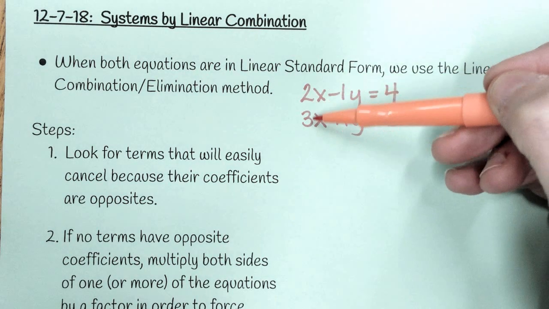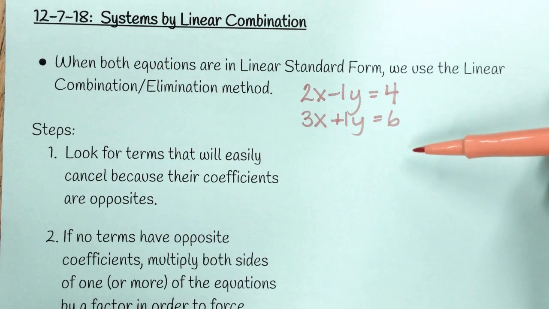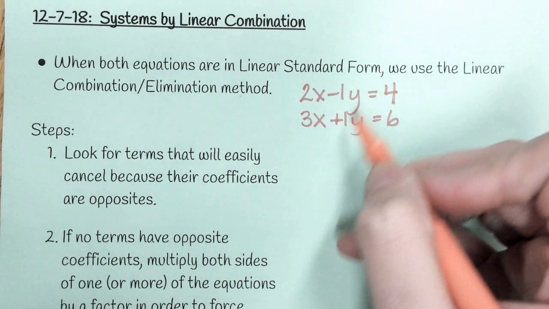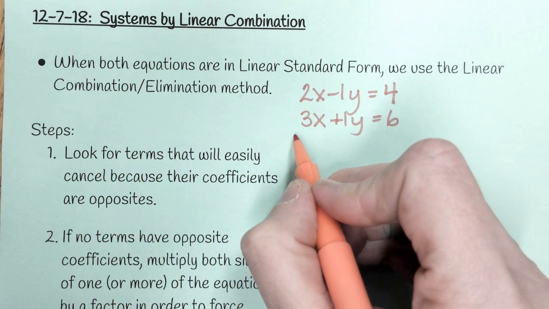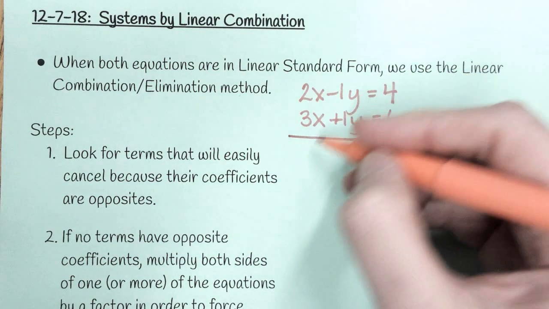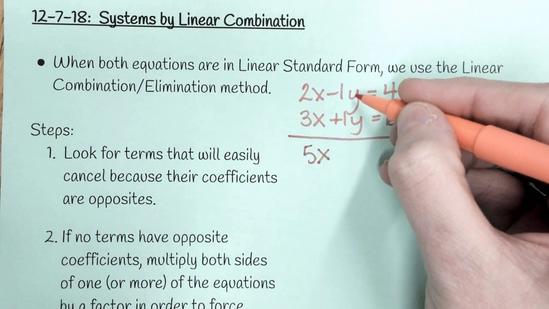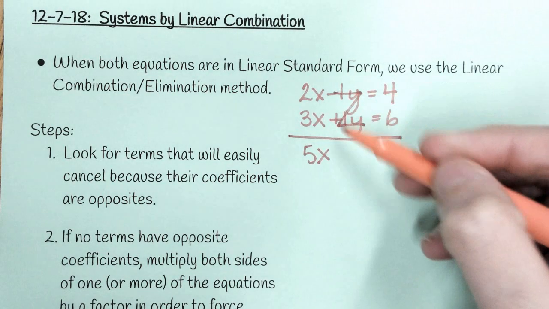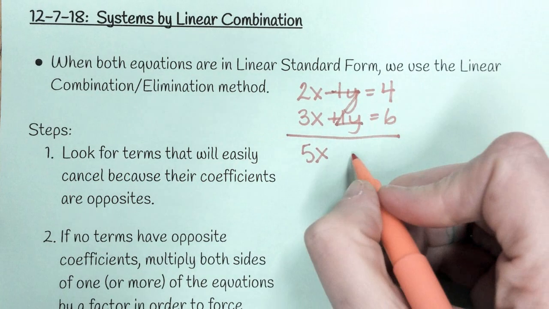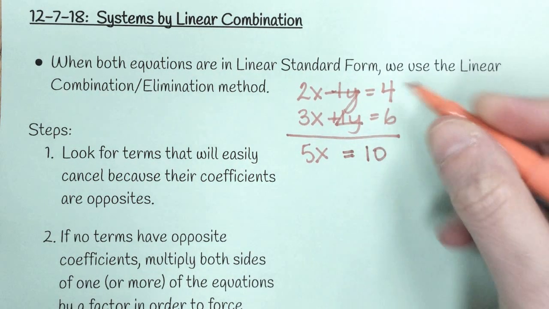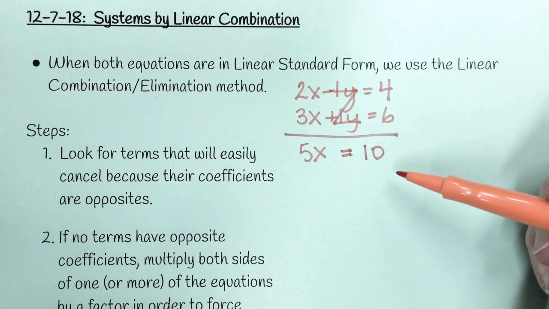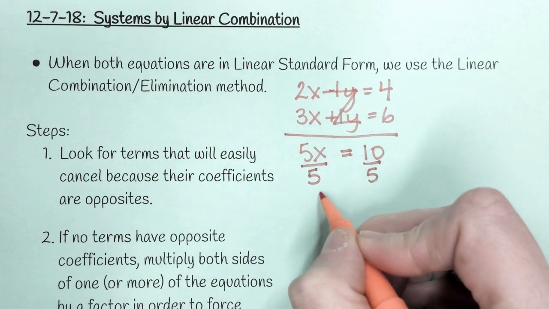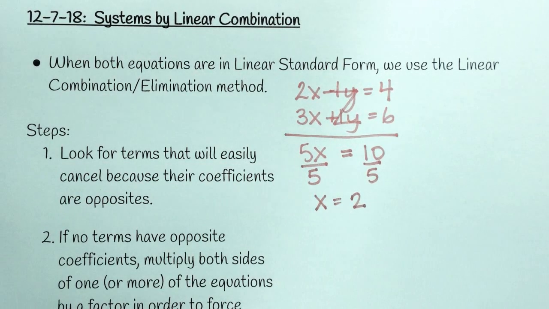So what that means is I'm going to add the x's, I'm going to add the y's, I'm going to add the numbers. And what I want is to wind up with one of my variables being eliminated. Okay? So if I add these together, 2 plus 3 is 5x. -1 and +1 makes a zero pair. So this whole y variable zeroed away when I used elimination. 4 plus 6 is 10. So 5x equals 10. Well, I don't care about 5x's. I want to know what 1x is. So I divide both sides by 5, and I get x equals 2.